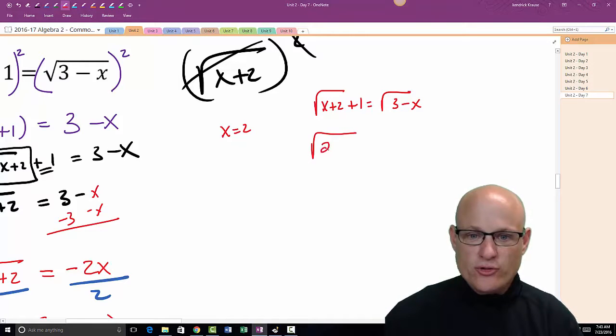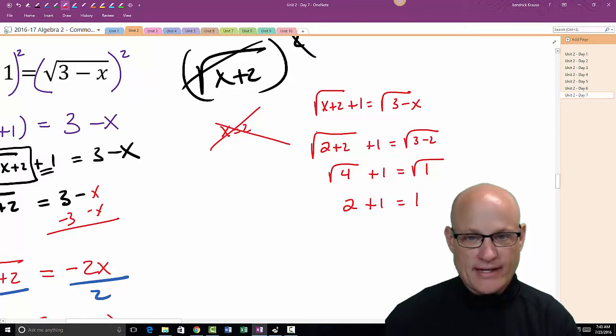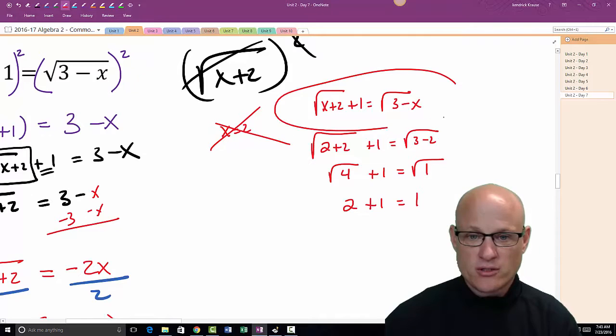So the square root of 2 plus 2, plus 1. Does that equal the square root of 3 minus 2? So this is the square root of 4 plus 1. Does that equal the square root of 1? This is 2 plus 1. Does that equal 1? That does not check. So 2 has to go away. It's an extraneous solution.